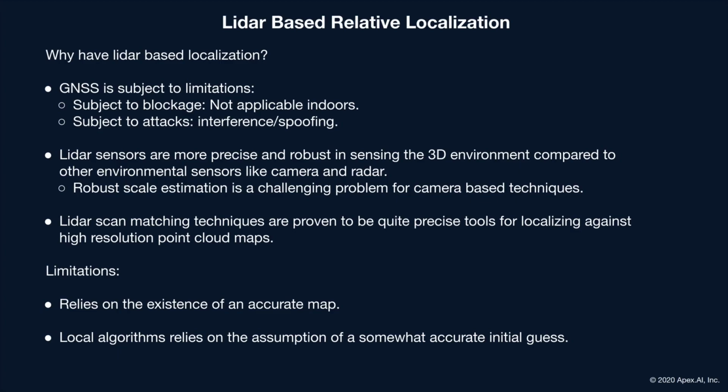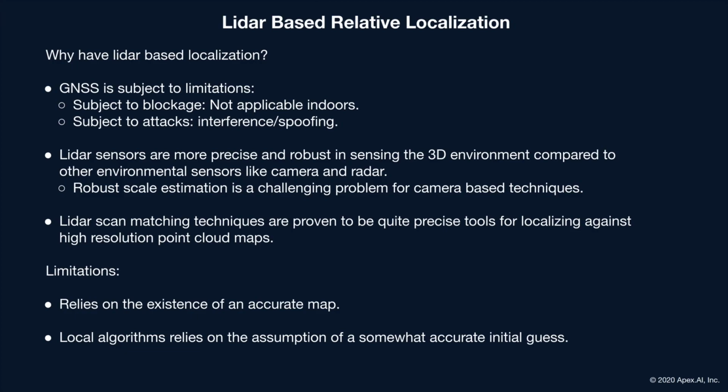Although it is possible to get localization from other modalities of sensors, they have some limitations compared to the LiDAR sensors. For example, a global navigation satellite system is subject to blockage if it's operating indoors, and a camera or radar-based sensor will have a less precise reconstruction of the 3D environment compared to a LiDAR sensor.